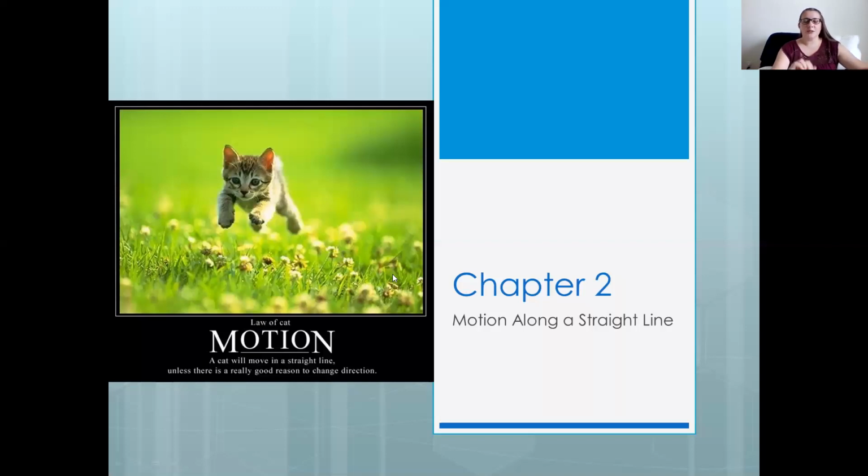So we're going to start talking about chapter 2, motion in a straight line. We'll do motion around curves and throwing things later. That'll be next week. But right now, it's just motion in a straight line. So here we go.